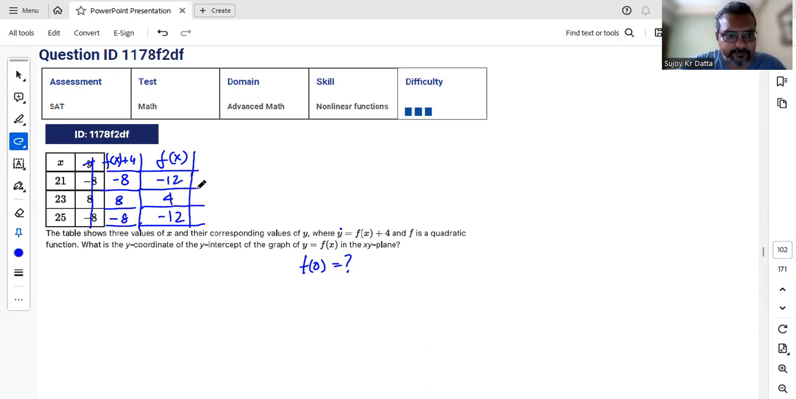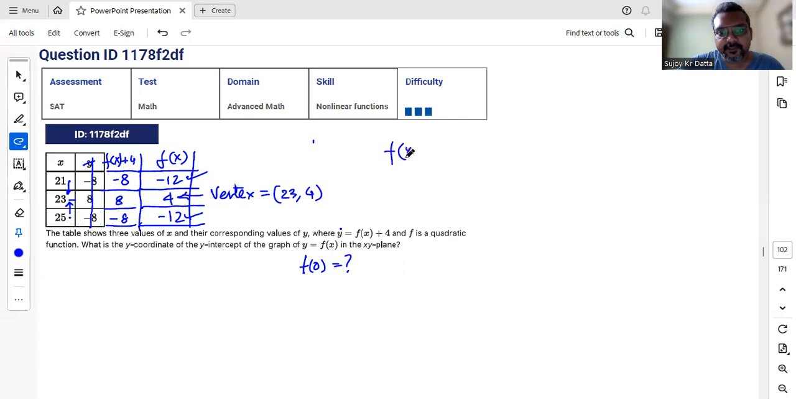Now see here, if you look at the values, at x is 21, it's minus 12. At x is 25, it's minus 12. At 23, which is exactly halfway, 2 gap and again 2 gap, you are at 4. So that's basically implies that this is symmetric, right? These two are same values. So it's kind of a symmetric scenario. So this must be the vertex. So vertex would be (23, 4).